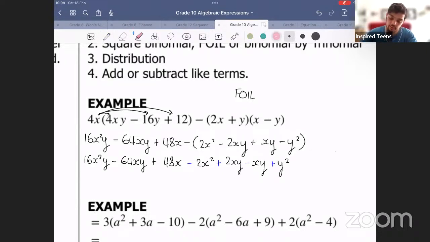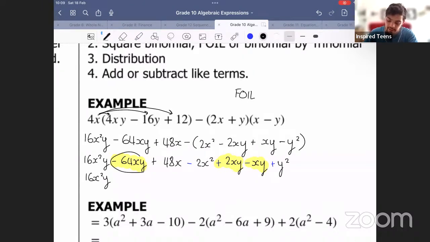Now, like terms: if you use a highlighter, it makes it easy. Do we have x? So I have x squared y. Do I have another x squared y? I don't. xy, I definitely have another xy, and that guy. X, do I have another x? No, I don't. X squared, do I have another x squared? No, I don't. So now I've identified my like terms.